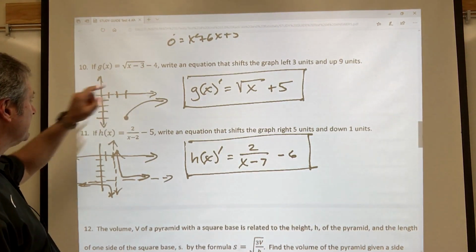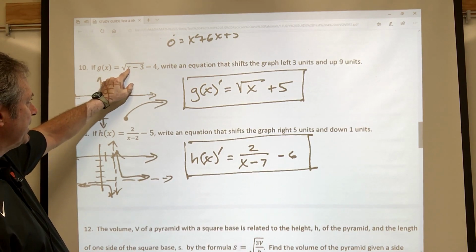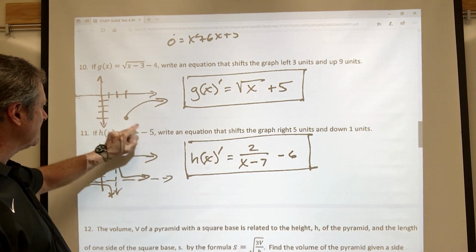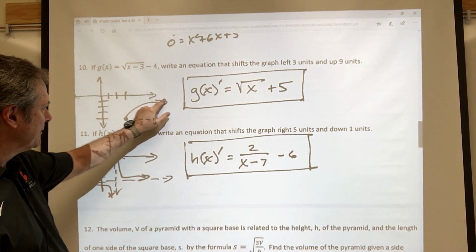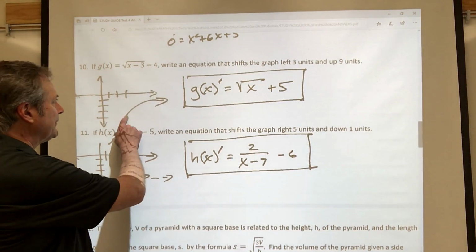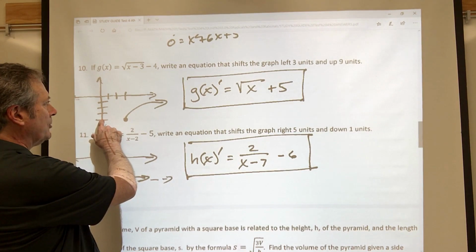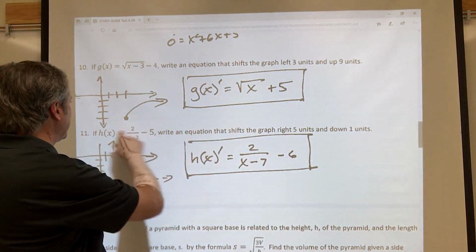So start here. We know it's going to begin at +3 because 3 minus 3 is 0. And again, 0 is the smallest number you can take a square root of. So it's going to start here at 3 and then down 4 and then move to the right. All right, so if we're here and we want to go left 3 units, where are we? Well, we're at x plus 0, or in other words, just x.